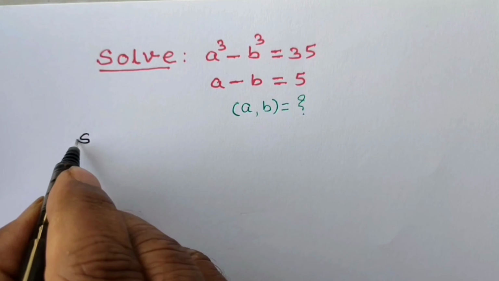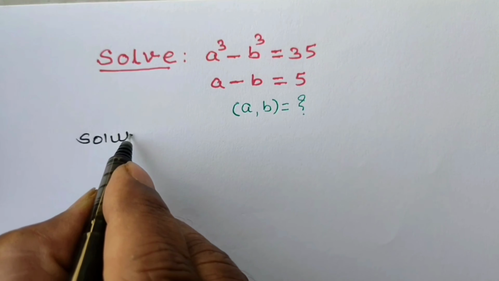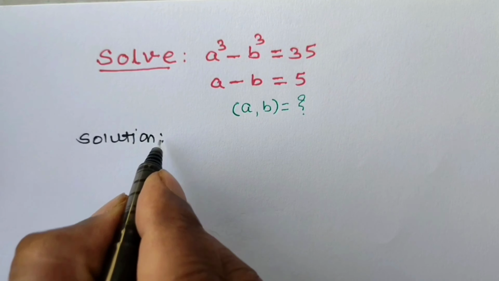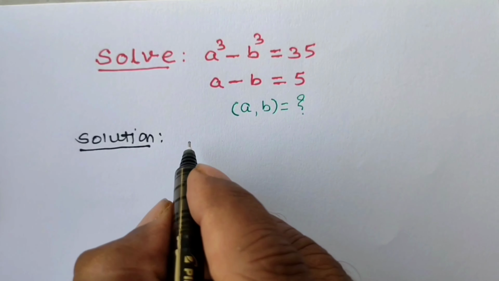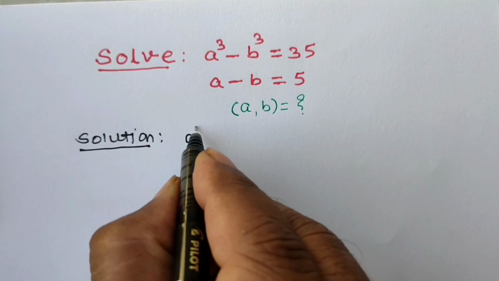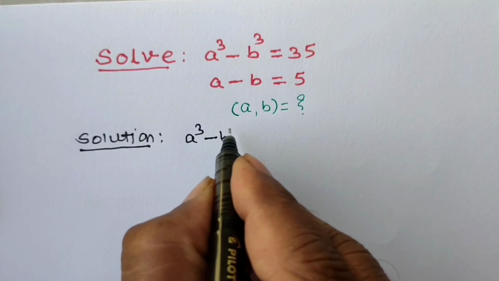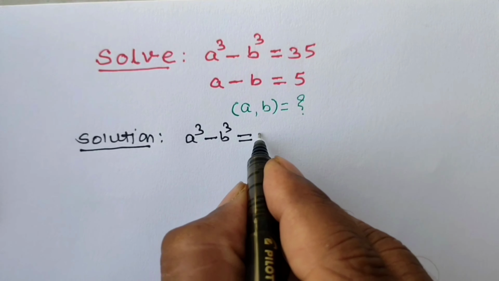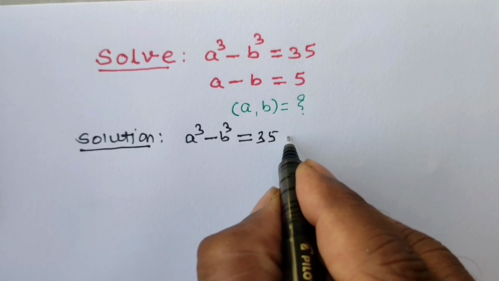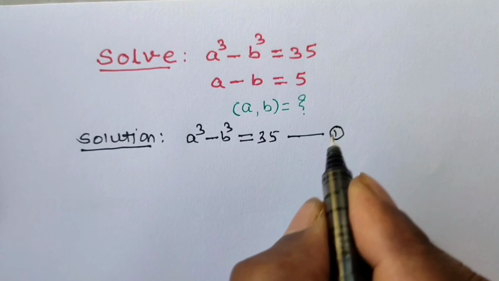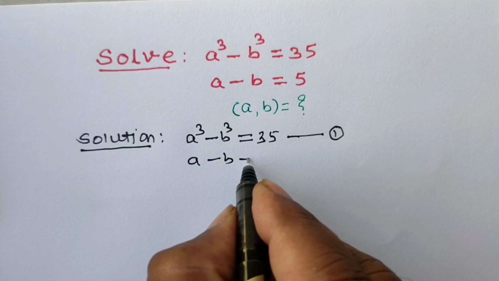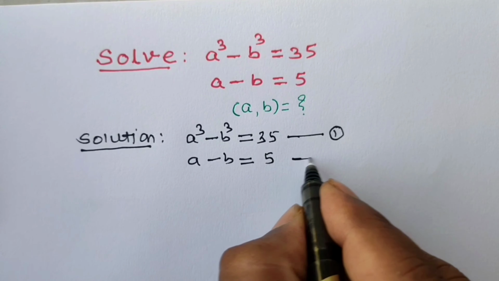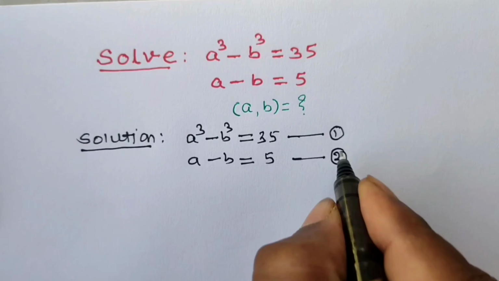So, solution. First of all, rewrite both the equations. a cube minus b cube is equal to 35. Suppose this is equation number 1, and a minus b is equal to 5. Suppose this is equation number 2.